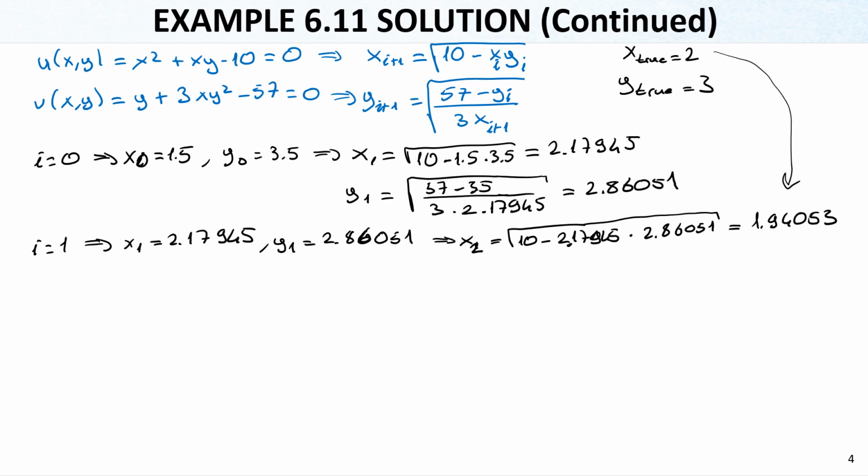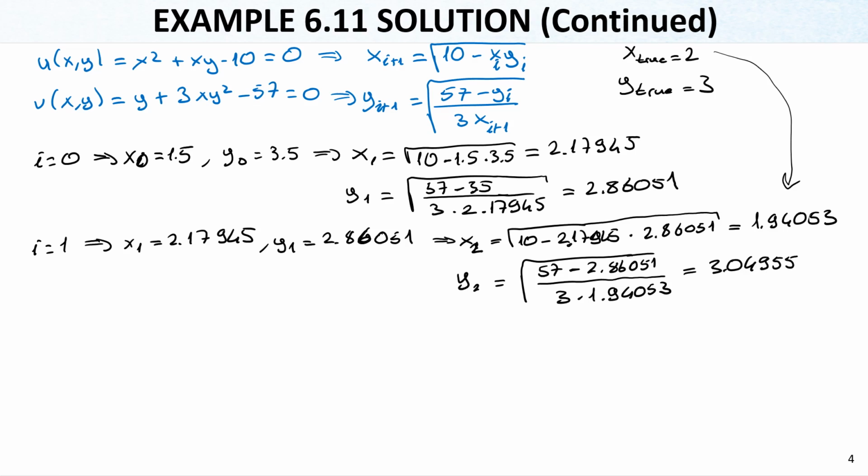So we continue with y2, and it is the square root of 57 minus y1, 2.86051, divided by 3 times x2, 1.94053. From here, this becomes 3.04955. You can see it's getting closer to this as well. So it's converging, basically. These are converging. Maybe we can continue more, and it will converge to the actual values.